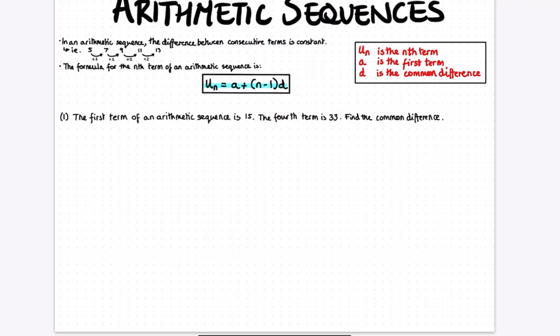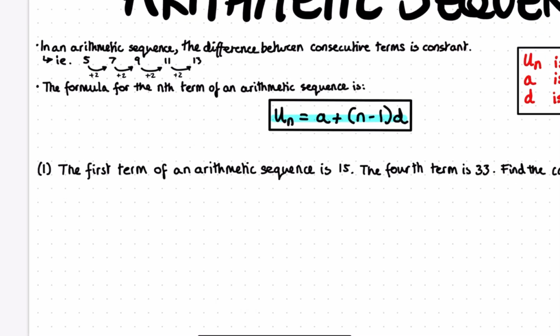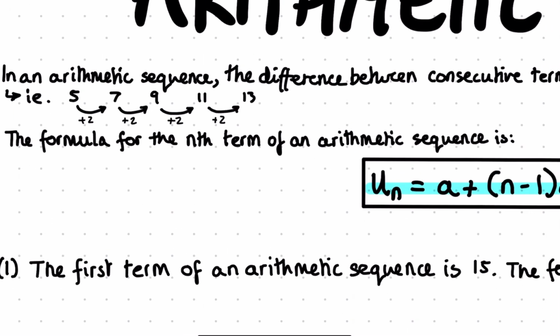Hey guys, in today's video I'm going to be taking you through the topics on arithmetic sequences and arithmetic series in the A-level syllabus. Okay, so the first thing that we're going to talk about is arithmetic sequences. Basically, in an arithmetic sequence, the difference between consecutive terms is constant, such as this example we've got here that goes 5, 7, 9, 11, 13, and each time it increases by 2.